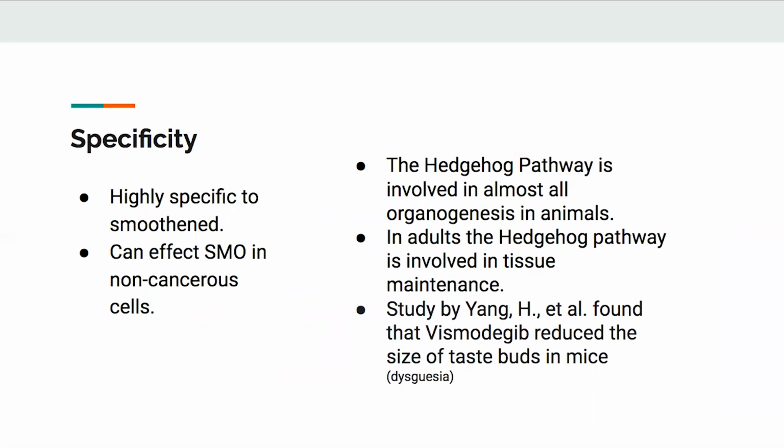And one example of this is dysgeusia, which is an alteration in taste. And this was discovered in a study by Yang H. et al. that found that vismodegib reduced the size of taste buds in mice. And they realized this when mice given vismodegib reacted to food stimuli differently than mice in the placebo group. And they realized that because the hedgehog pathway was impacted in normal cells, the taste buds weren't regenerating at the speed that they should have, which impacted their taste.